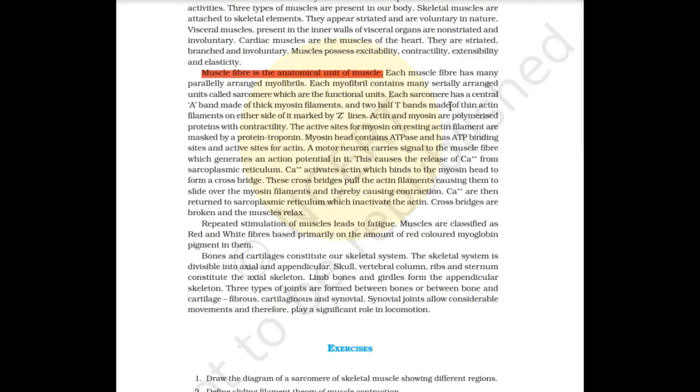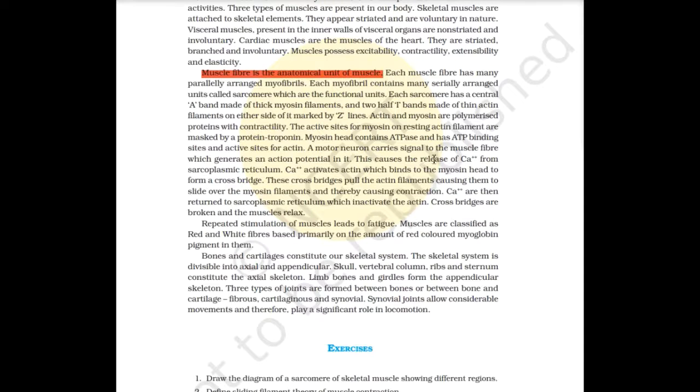Each sarcomere has a central A band made up of thick myosin filaments and two half I bands made up of thin actin filaments on either side of it, marked by Z lines. Actin and myosin are polymerized proteins with contractility. The active sites for myosin on resting actin filaments are masked by a protein, troponin. Myosin head contains ATPase and has an ATP binding site and an active site for actin.